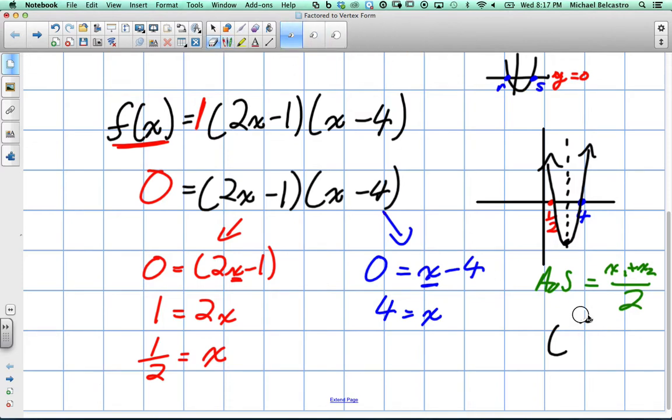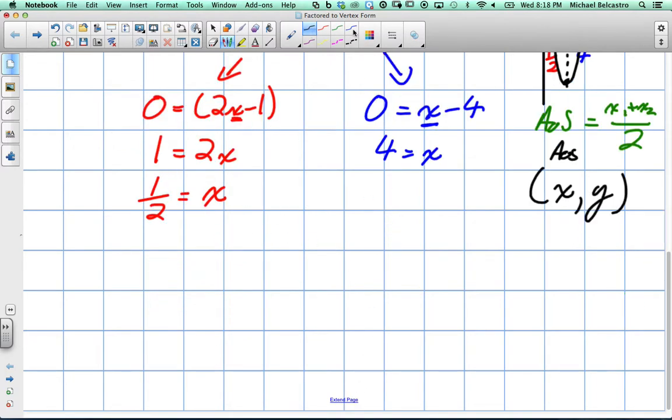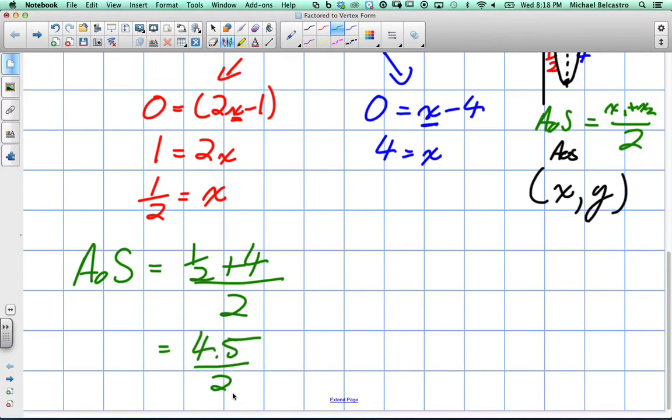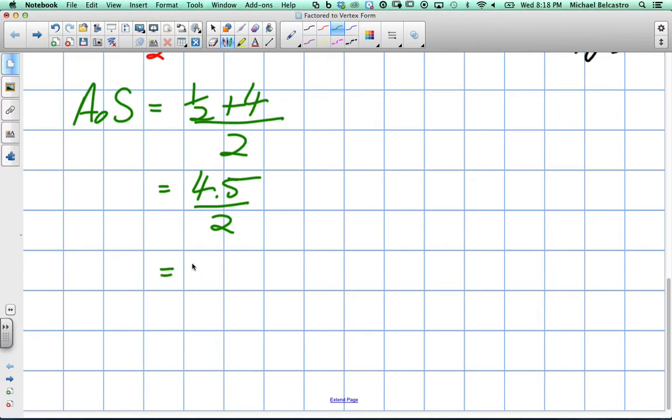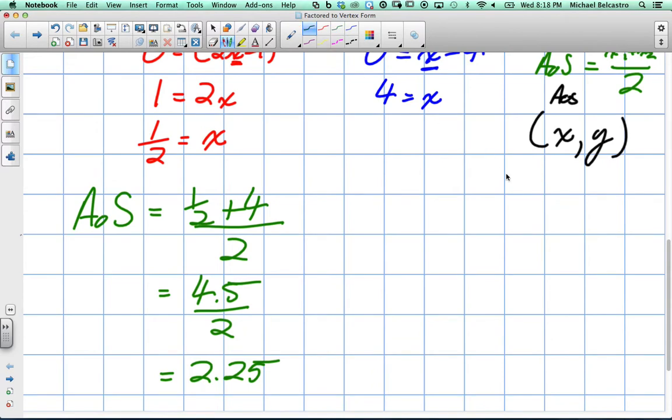Let's write that a little nicer here. So we're going to use our axis of symmetry equation. They call this the AOS. So our axis of symmetry, well, we take our two values. AOS is equal to 1/2 plus 4 divided by 2. I'll change that to a decimal so it's easier to work with. It's 0.5. And 4 plus 0.5 is 4.5. You okay with that? Divided by 2. When I divide by 2, I'm going to get 2.25. So the x value of our vertex, we've already figured this out, is 2.25.